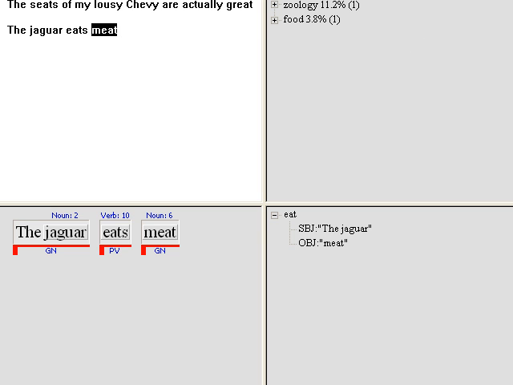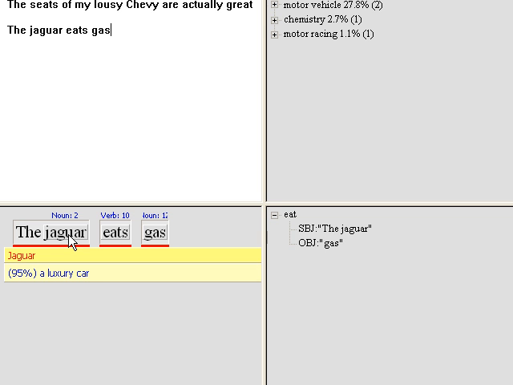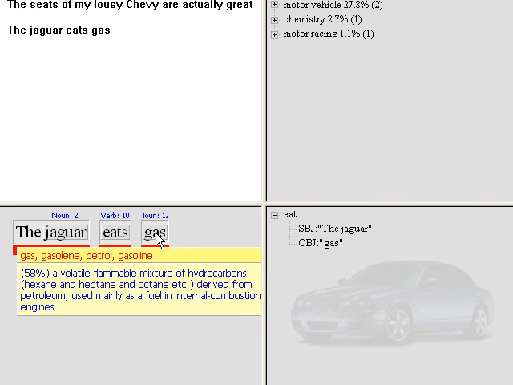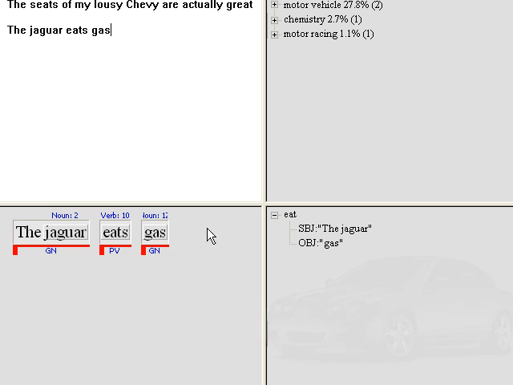Now, if I make a change and write something like "The jaguar eats gas," the system is able to understand that in this case, jaguar is a luxury car, eat means to consume, and gas is gasoline. So the second important aspect of Cogito is its capability to perform full disambiguation.